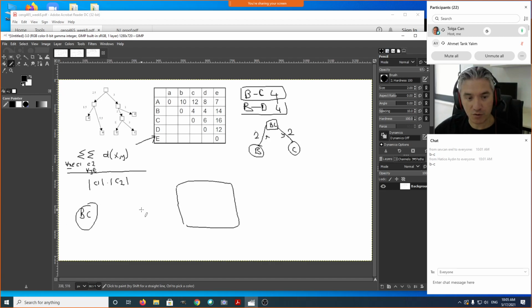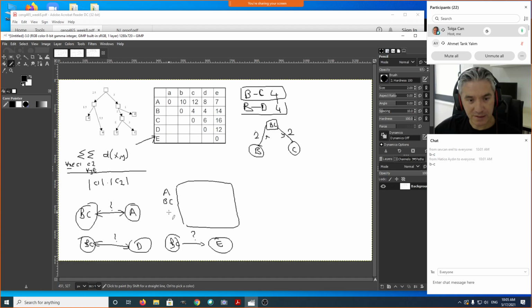So for this particular case, I will have these questions. I have a cluster which contains BC in it, and for example, I have A here. What is the distance of BC to A? What is the distance of BC to D? And BC to E, right? So I need to compute these three distances, and let me also write them here. A, B, C, D, and E.